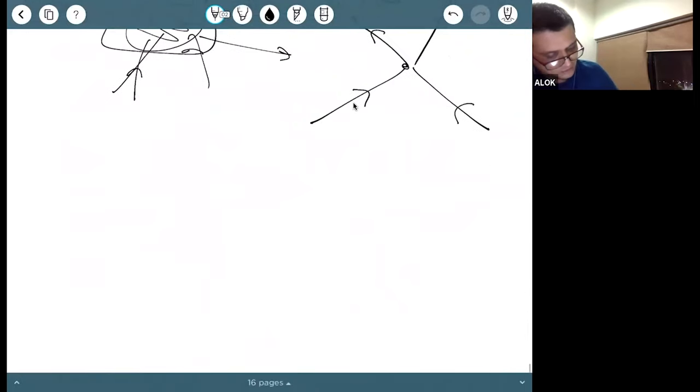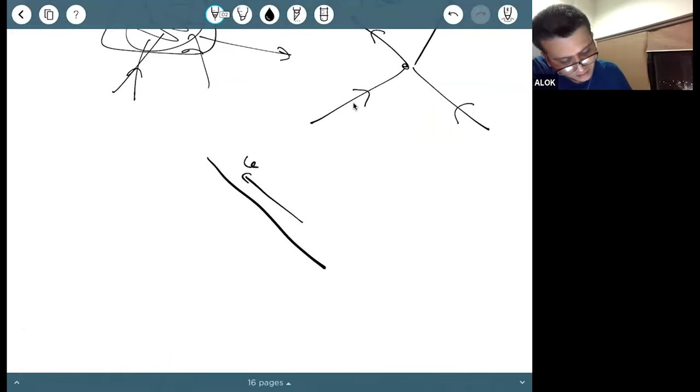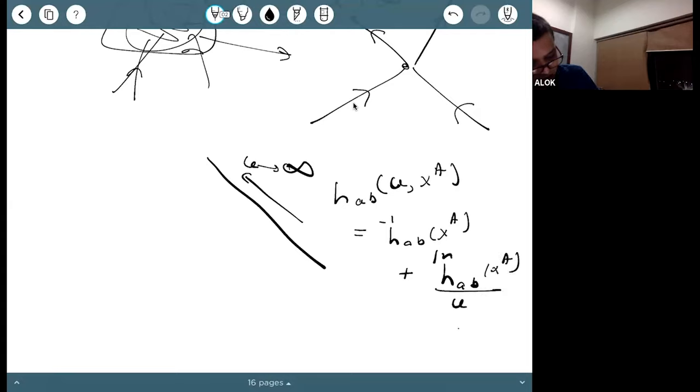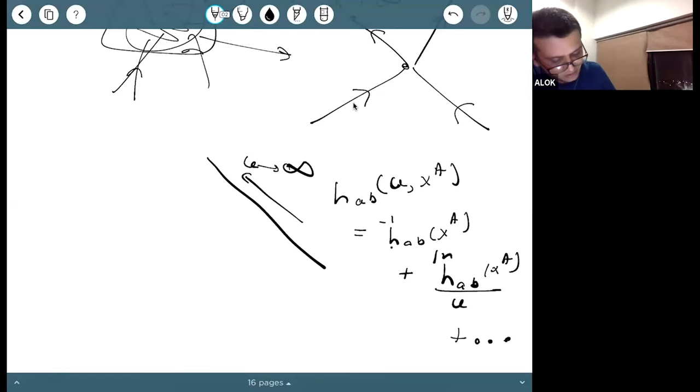Physically, what I mean is that if we look at the radiation at late times on scri as u goes to infinity, then the result that we get can be understood as follows. If you look at this h_AB, instead of in frequency space, in the u space, then we get a component which is h^(-1)_AB(x^A), plus a component which is h_AB log(x^A/u), plus dot, dot, dot. So this component is precisely the memory. It's the very late time radiation component that remains, but it's a constant component.